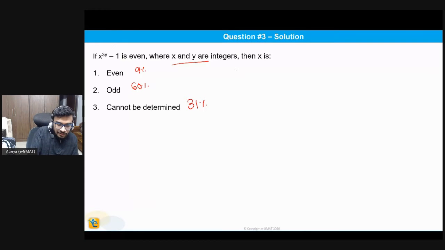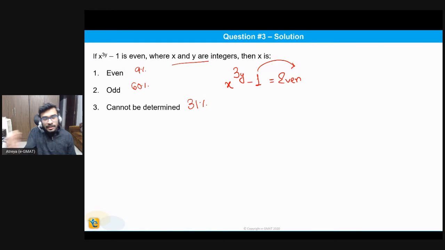So here it's given in the question that x to the power 3y minus 1 is an even number, right? So when I take 1 to the right hand side of this equation, what do I get? I get x to the power 3y to be even plus 1. And what is even plus 1? It's simply an odd number, right? So x to the power 3y becomes an odd number.